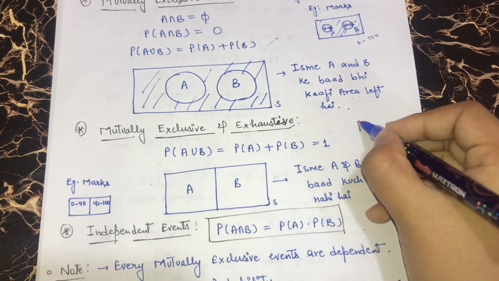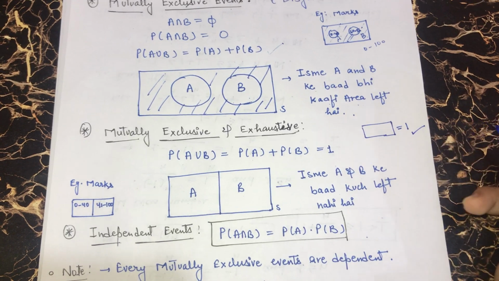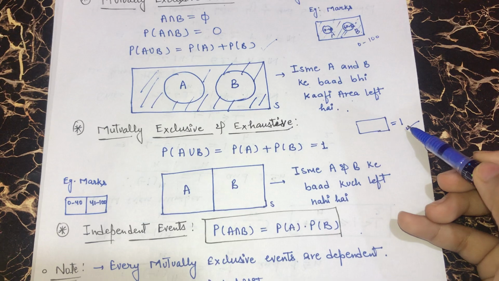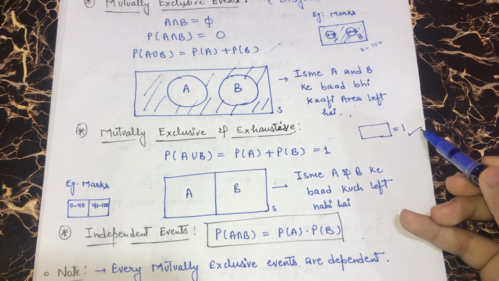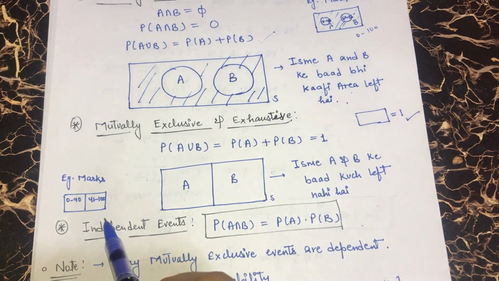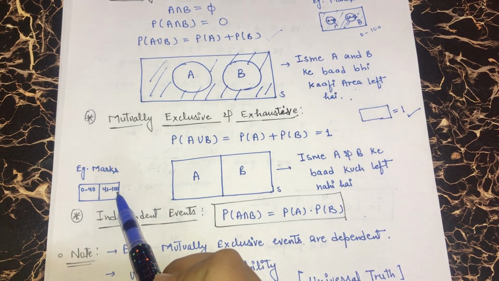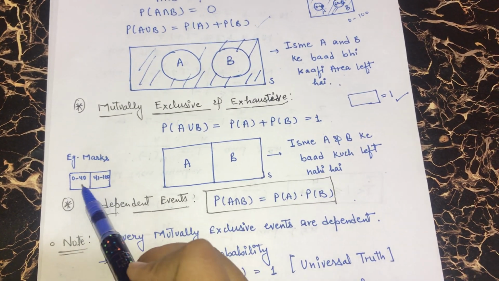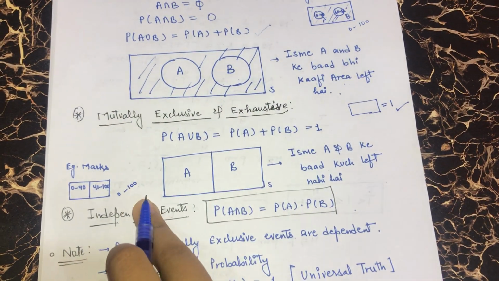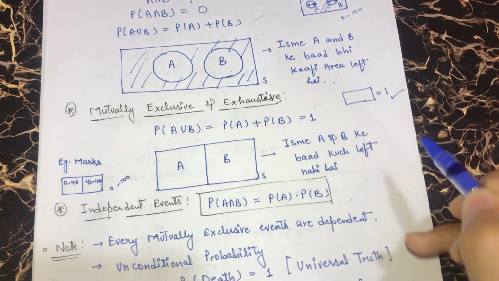I have told you that we study probability in terms of area, and the area you will consider here is 1. So as the upper limit of the probability that cannot exceed 1, that is why I am taking it as 1. So the union will sum up and give me 1. Here you can take the example of the distribution of marks from 0 to 40 and 41 to 100. Here you can clearly see no marks distribution from 0 to 100 is left out, everything is included. So इसमें A and B के बाद कुछ area left नहीं है.